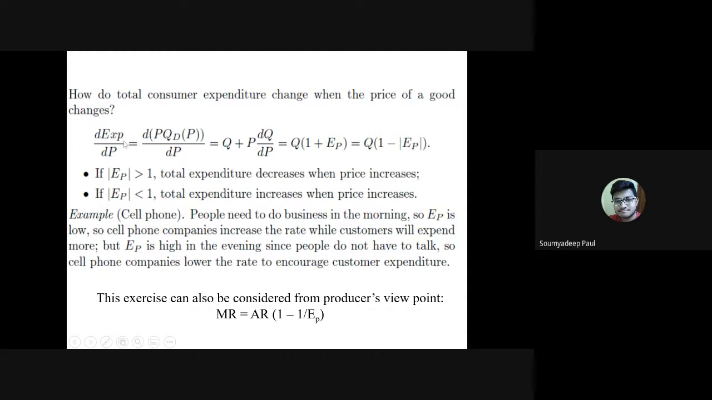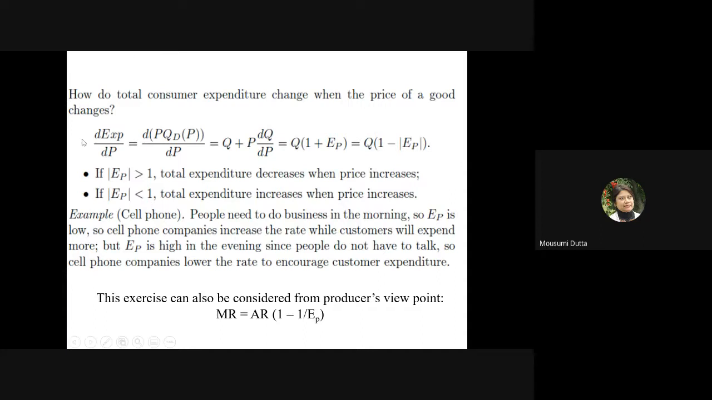No, ma'am. Expenditure is P into Q, because when I have a demand for say 10 units and the price of the commodity is say 8 rupees, my expenditure will be 80 rupees. 8 rupees is the unit price and I want to buy 10 units. So my total expenditure will be 80 rupees. So expenditure is nothing but price into quantity.